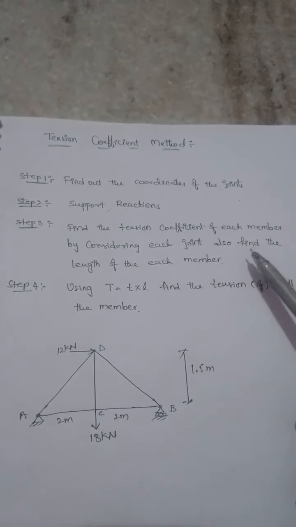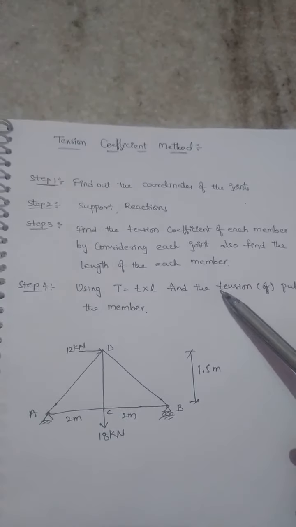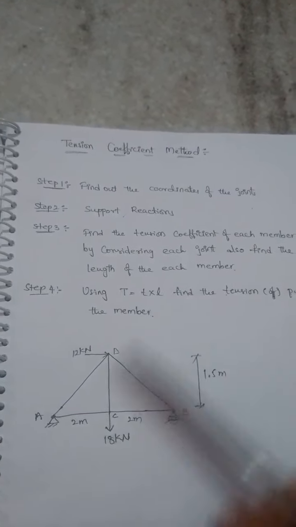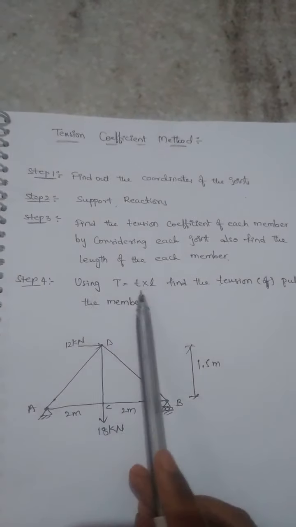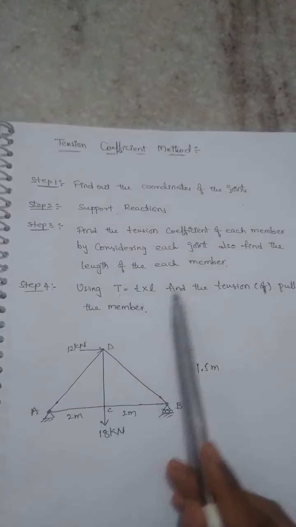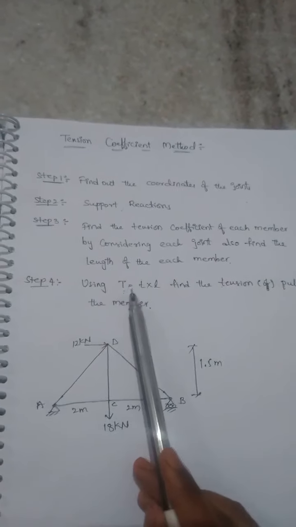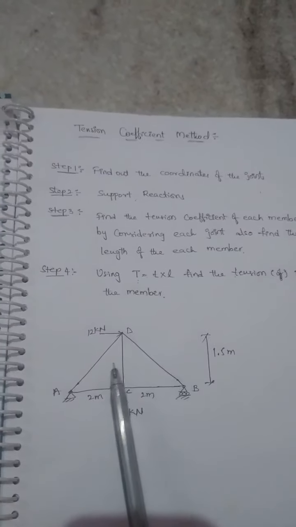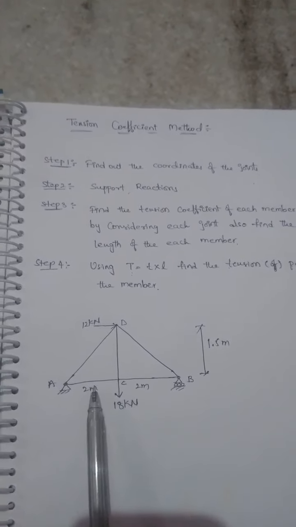by considering each joint, and also find the length of each member. So find the tension coefficient, this T, then later you can find the length of each member by using the coordinate points. Then using this formula, the tension or pull in the member equals the tension coefficient multiplied by the length of the member. This is how we find the tension present in the member. Even though the member may be having compression, we are going to represent it as a negative tension.